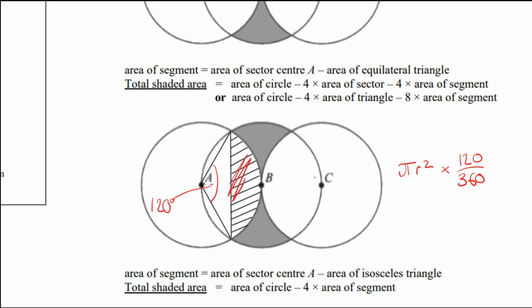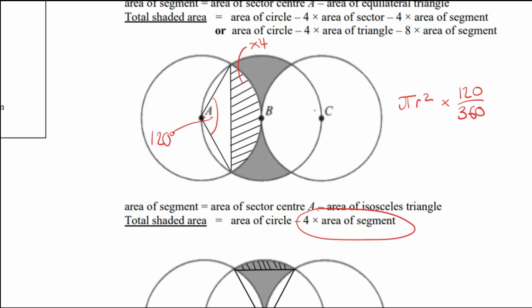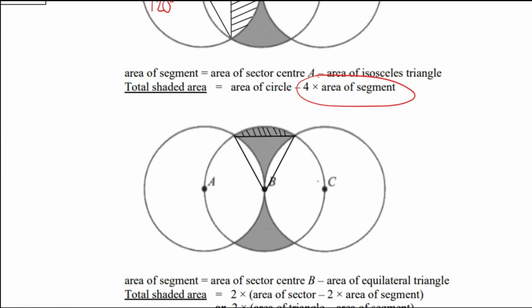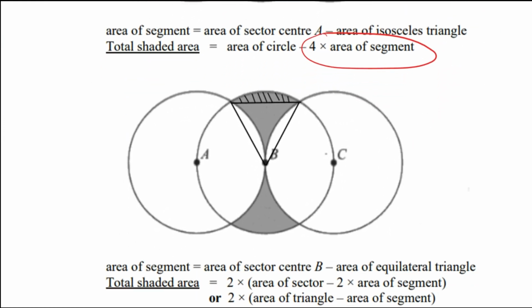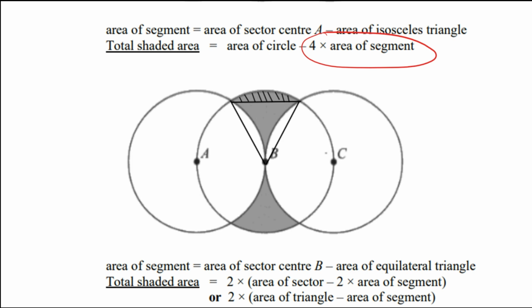So you'd find the area of that whole segment. Once you found the area of the shaded area, you can times that by 4, as they've shown down here, 4 times the area of the segment, and subtract that from the area of the circle, and then you have your answer. Here, they also said you could look at the shaded area directly.